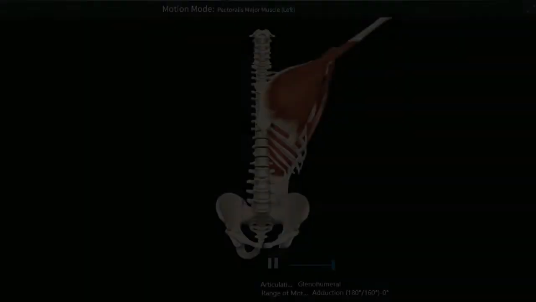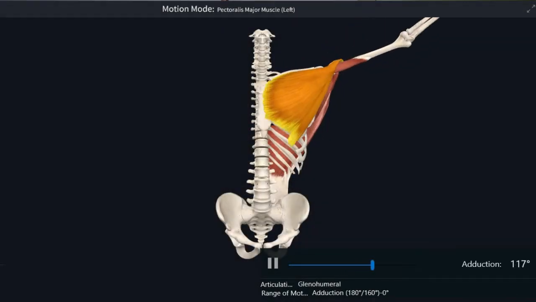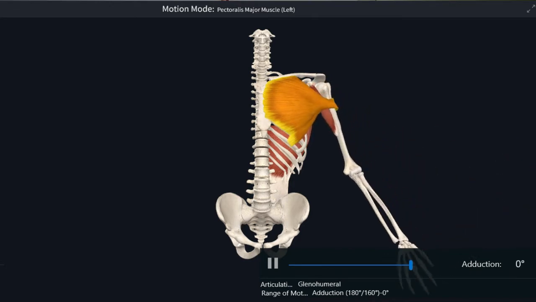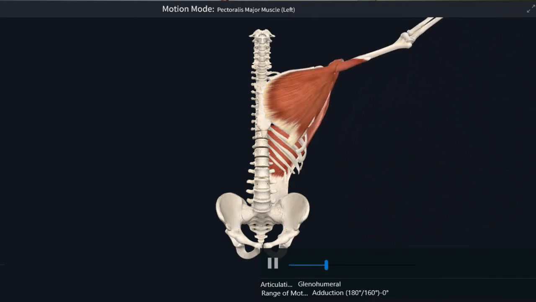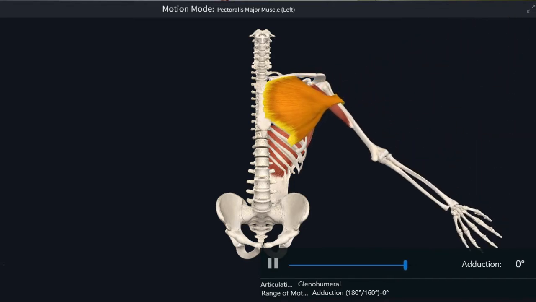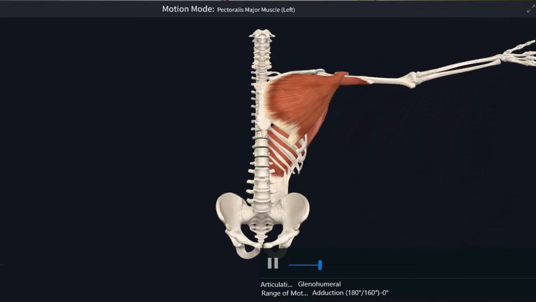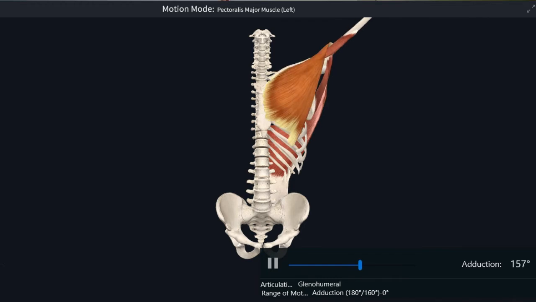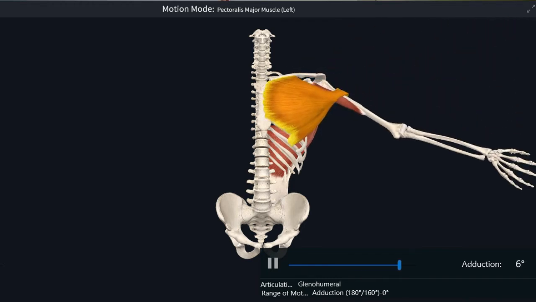Then, a movement that reduces the distance between a part of the body and the median plane. That is to say, a movement that brings a part of the body closer to the median plane is called the adduction movement. So adduction is to bring an upper limb, for example, closer to the median plane, or a lower limb, or any part of the body.